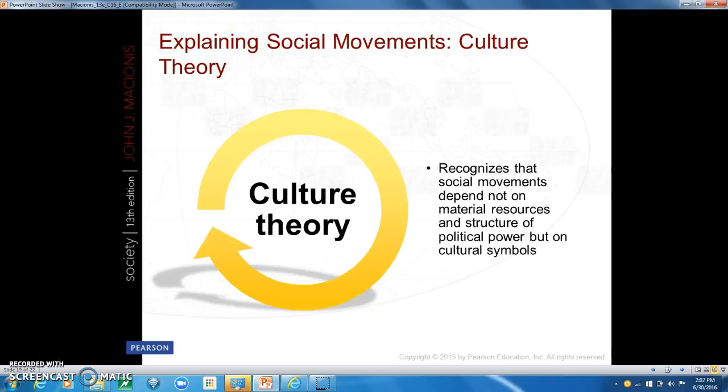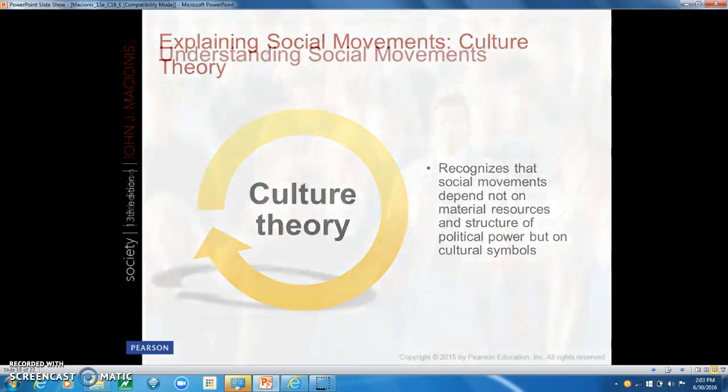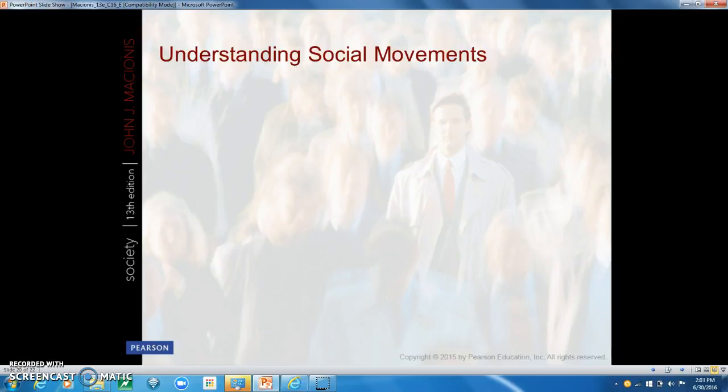And then culture theory, this is the theory that social movements arise around symbols. To give you an example, class, the Rodney King beating in California caused one of the largest racial riots in our history. Certainly, what happened on September the 11th mobilized people to support the Iraq War, if you will. And we can think of more and more symbols that have certainly brought about social change.